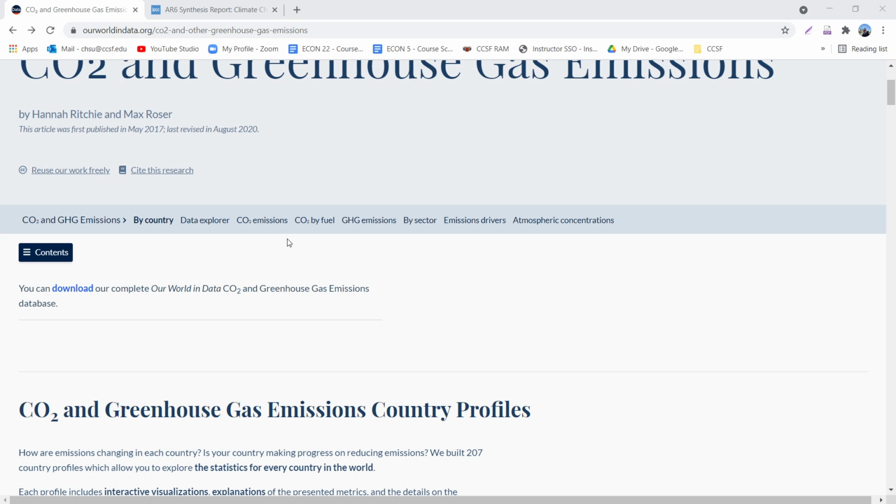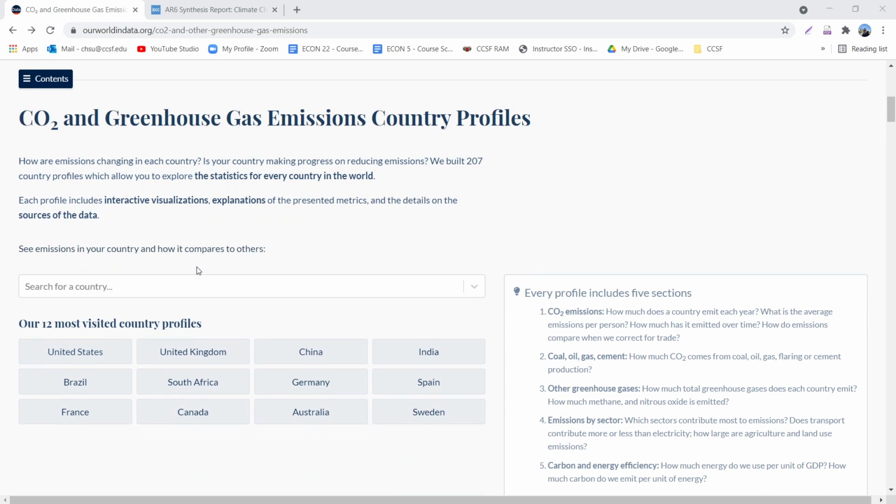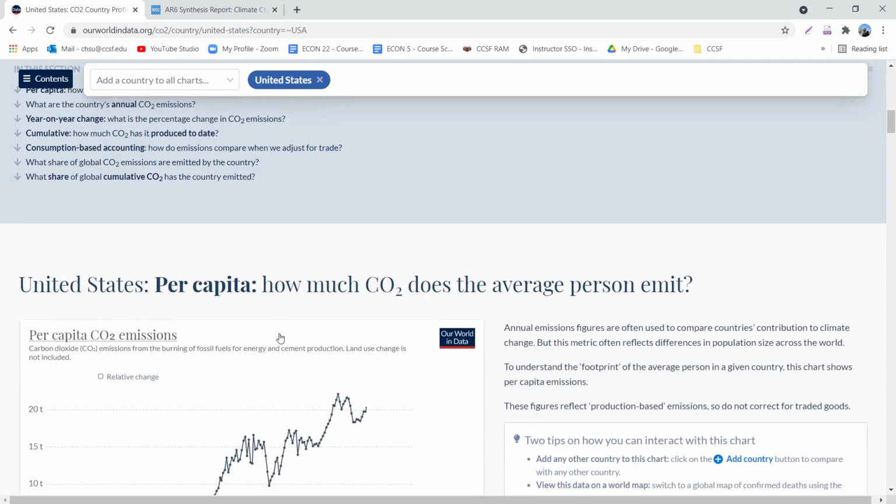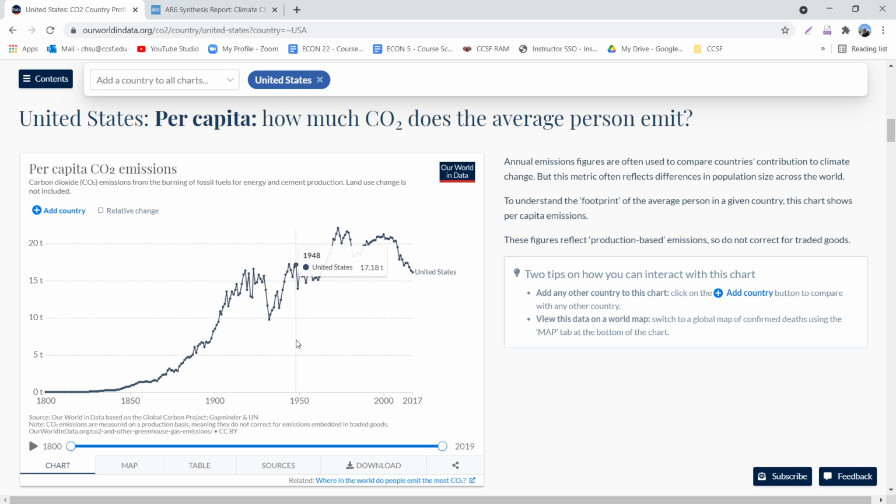But not only do they have a rich set of data, but they also compile them into these easily accessible and comprehensible graphs. Right. So let's take a look at the CO2 emissions by country. So let's take a look at the United States, for example. And so here's the country profile, and what we see here is on a per capita basis. So the per capita is a good measure. It's to take a total CO2 emission divided by the population, and we can see here.